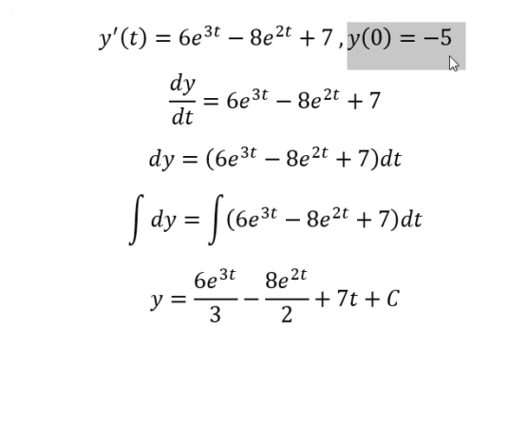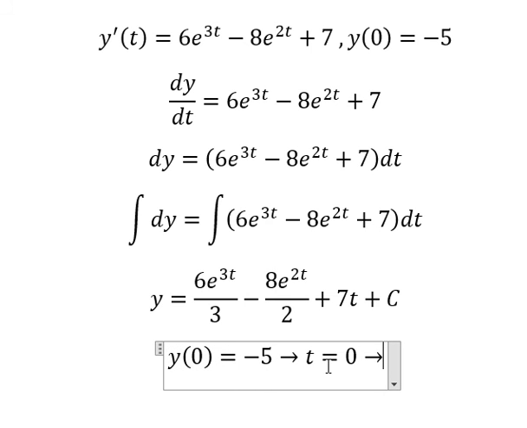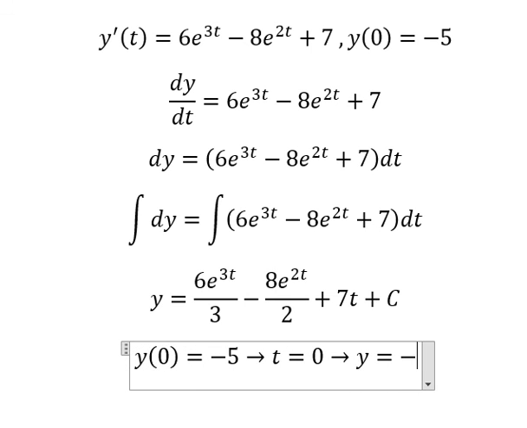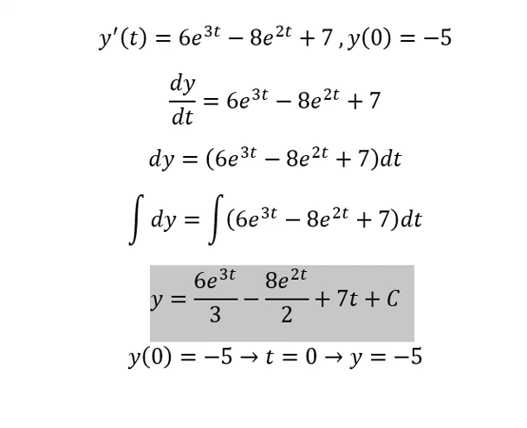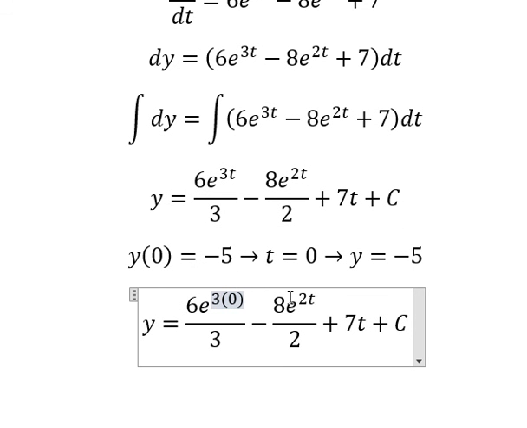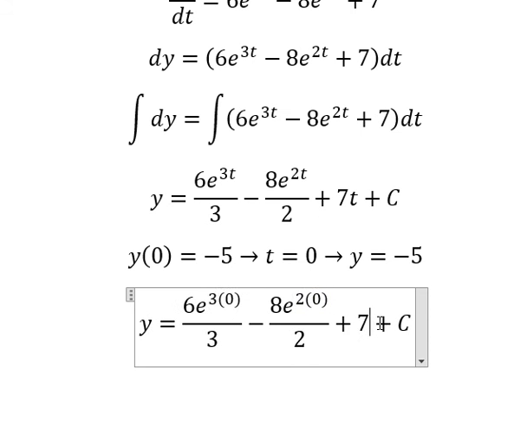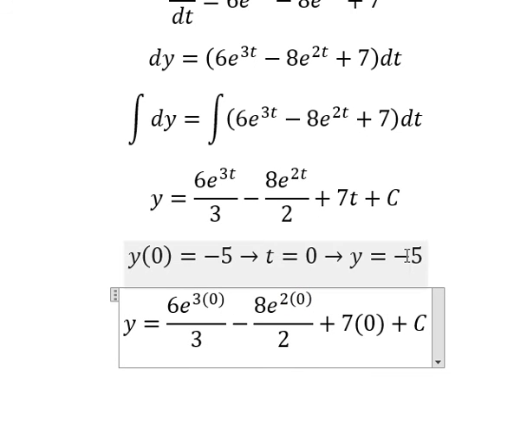Now we have the conditions. That means when t equals number 0, y equals negative number 5. So I will put number 0 going here, here, and here. Negative number 5 we put in here.